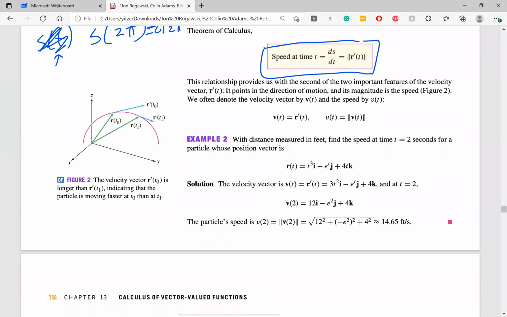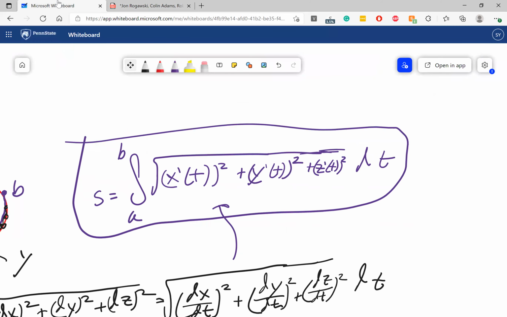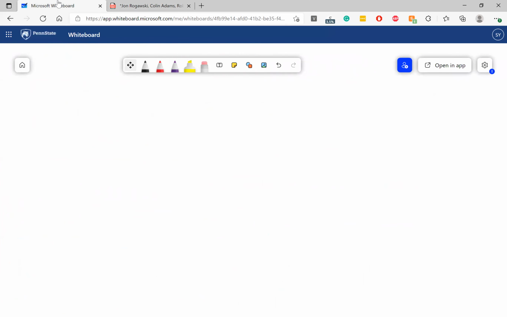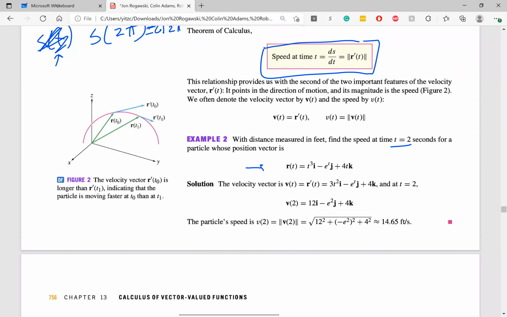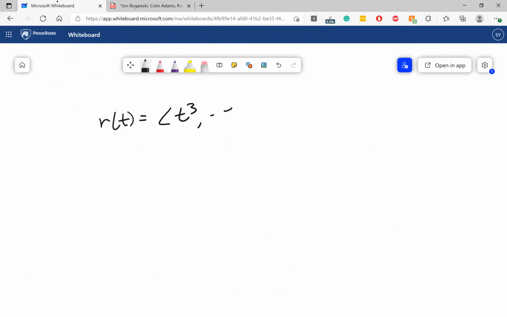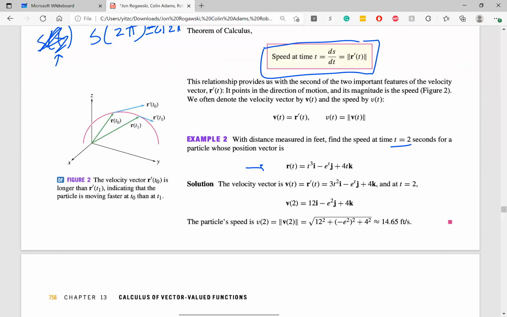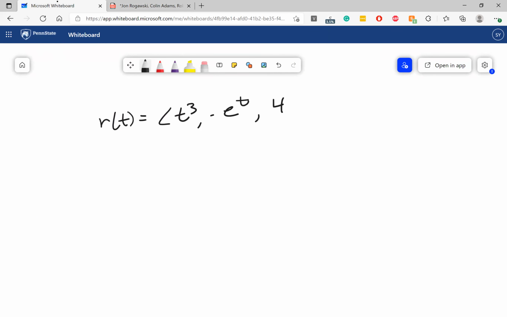Okay, so now that we understand how velocity works, they want us to determine the speed at time t = 2 for the particle whose position vector is given over here. R of t is equal to t cubed, negative e to the t, and 4t, at t equal to 2.